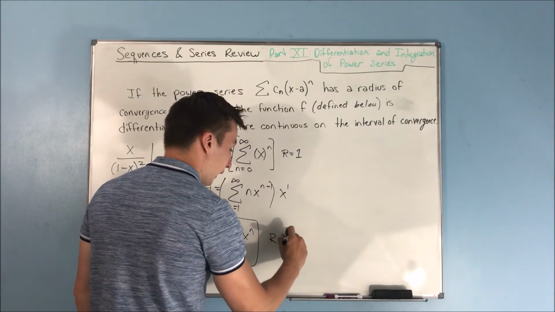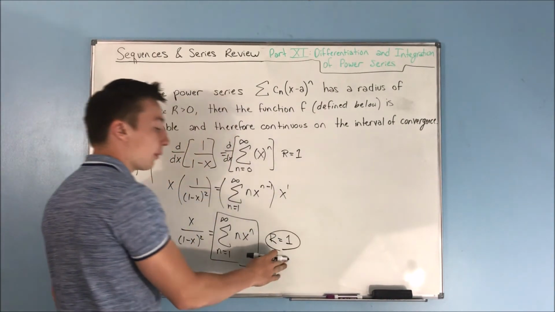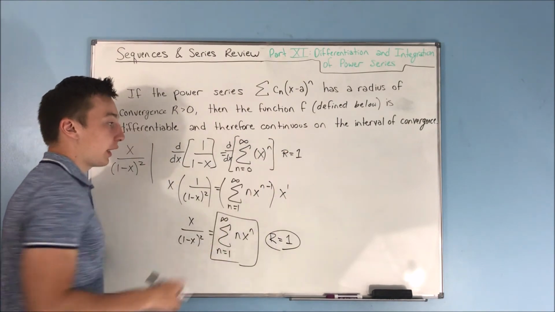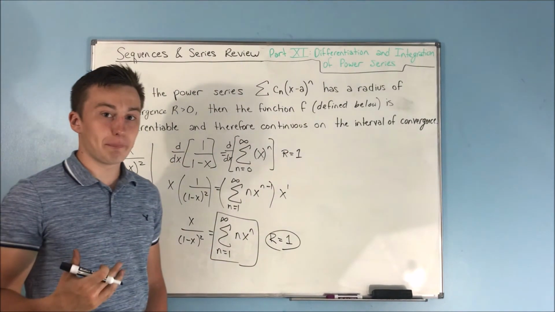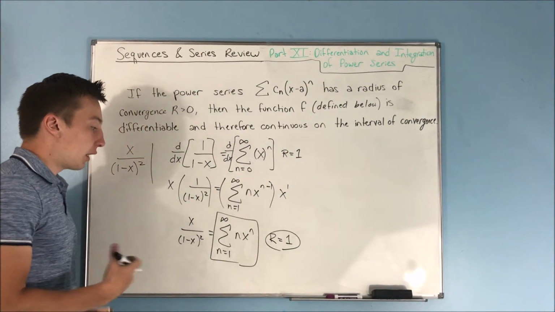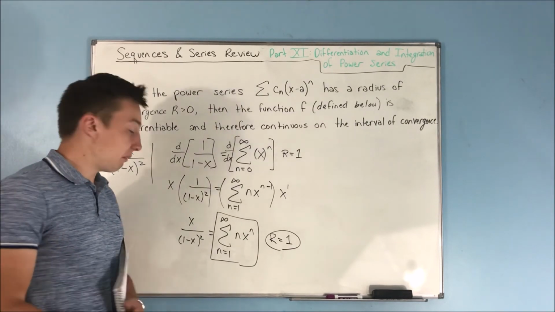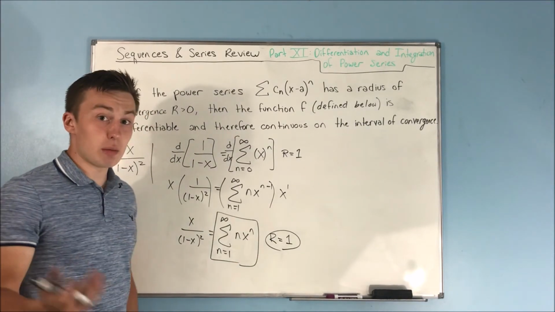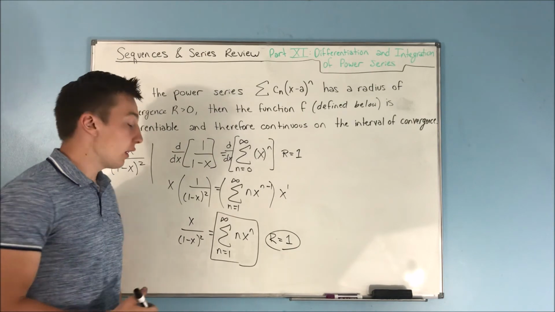So if it asks for the radius of convergence, you know that it's going to be the same radius as what you originally had before you took a derivative. And if you need to find the interval, then here we can just use a ratio test or something like that.